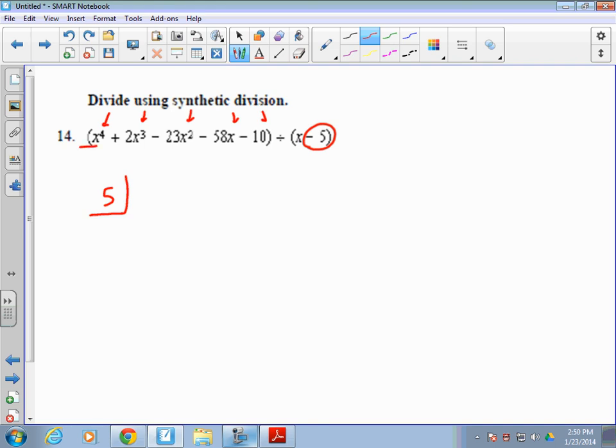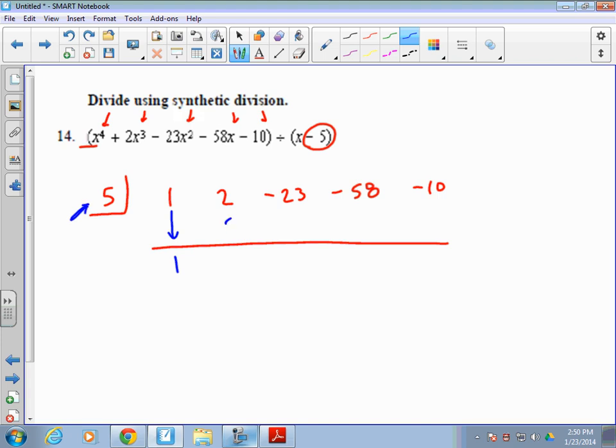The coefficients, this first one is 1. Second one's 2. The next one's -23. The next one's -58. And the last one is -10. From there, bring your first one down. Don't multiply it by anything. It becomes 1. Then multiply it by the 5. 1 times 5 is 5.